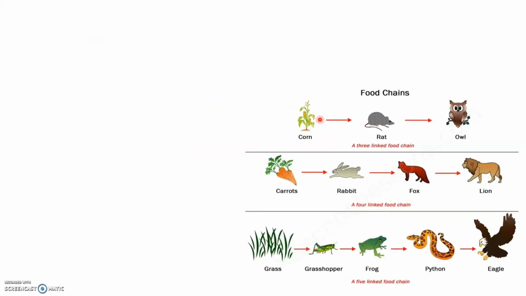Now look into this picture here. Here we see a plant which is eaten by a rat, and this rat is eaten by an owl. Same way we have carrot from carrot plant. Now these carrots are eaten by rabbit, and rabbit is eaten by a fox, and this fox is eaten by a lion. So here we see that this forms a small chain or series.